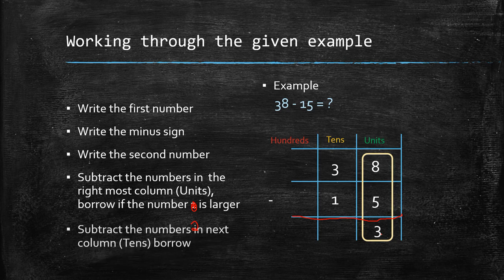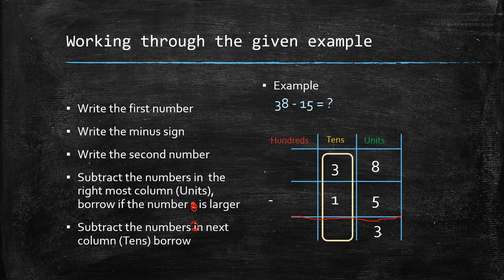And then the next step: subtract the numbers in the next column, tens, and borrow if necessary. And that's where we go. Go to the tens section. You say 3 minus 1. 3 is larger than 1, so there is no need for me to borrow. So what is my answer? It's 2. So with that being said, I've actually written out the sum in full, and my answer is 23. So if you take 38, take away 15, you'll be left with 23.